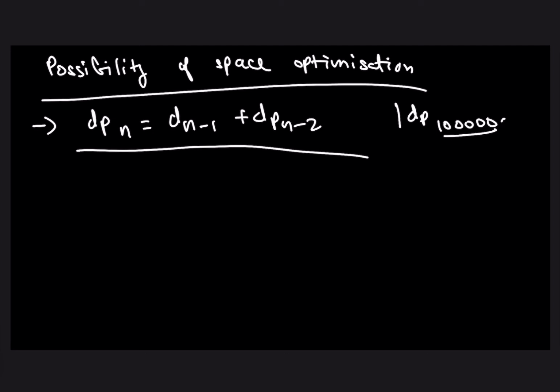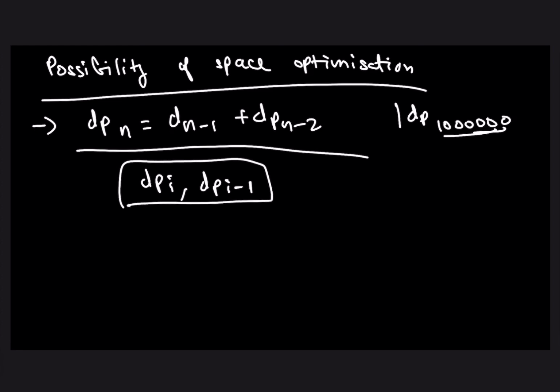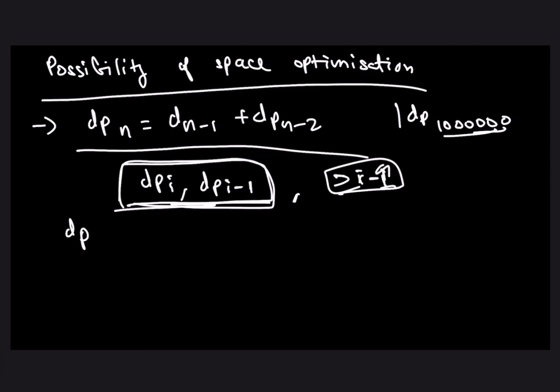Let's say that at a particular point you have the value of dp of I and dp of I minus 1. Let's say you do not have the value of any other states; you are only keeping the value of these two states in memory, and all the states with index less than I minus 1 you have deleted from memory. Now let's say I want to compute the value of dp of I plus 1. In this step, dp of I plus 1 will be equal to dp of I plus dp of I minus 1.